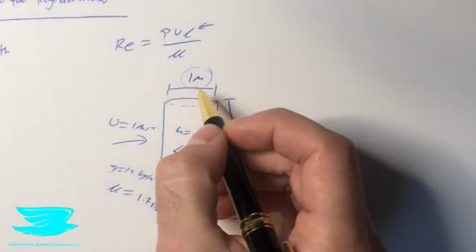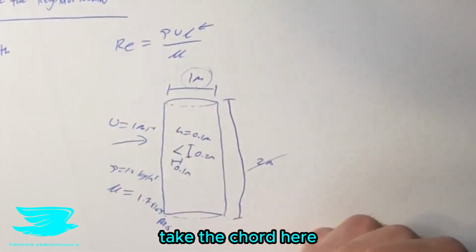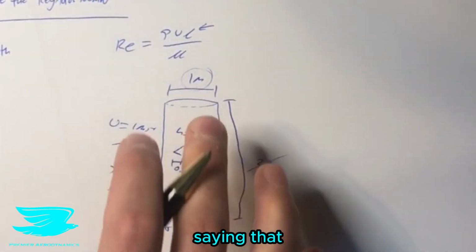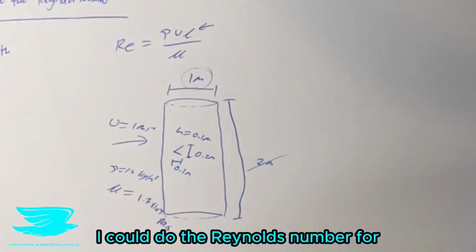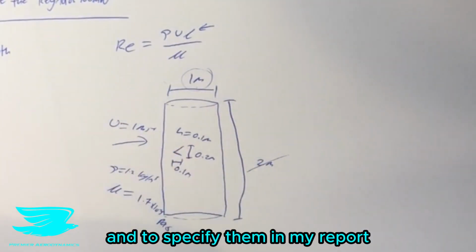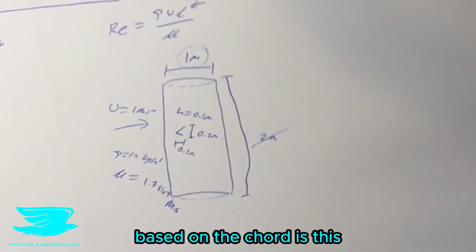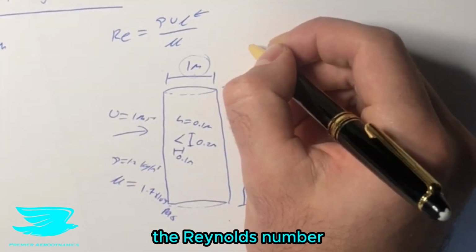So if I were to calculate the Reynolds number based on the airfoil, I'd usually take the chord here. But that's not necessarily saying that I can't also take the thickness. I could do the Reynolds number for both geometries, both parameters, and just specify them in my report. So I can say the Reynolds number based on the chord is this, the Reynolds number based on thickness is that. So let's say the Reynolds number based on the chord.